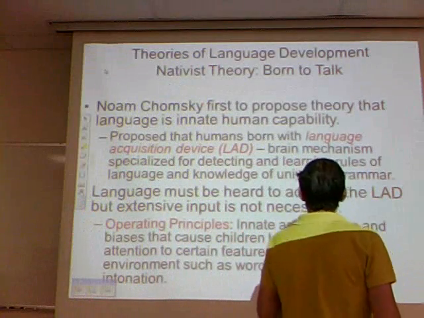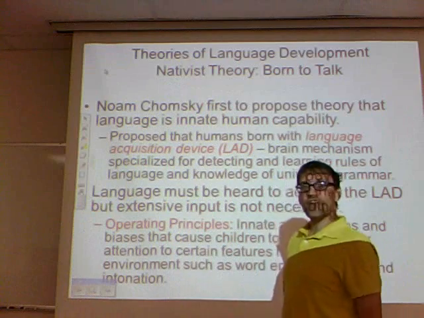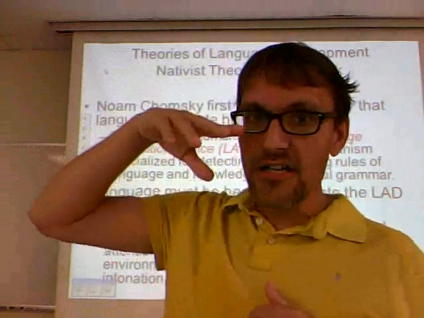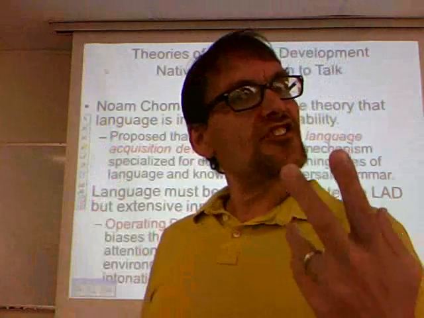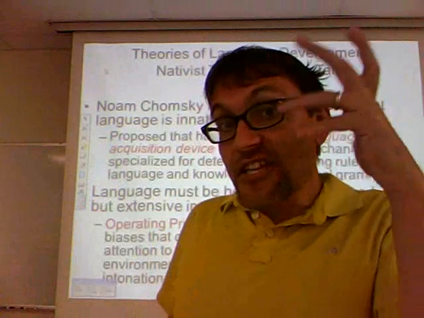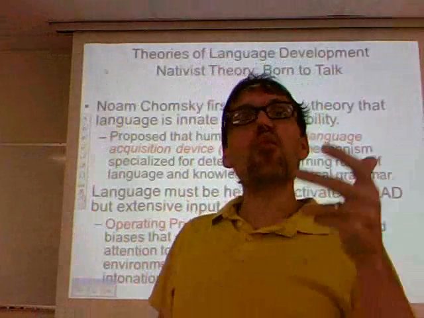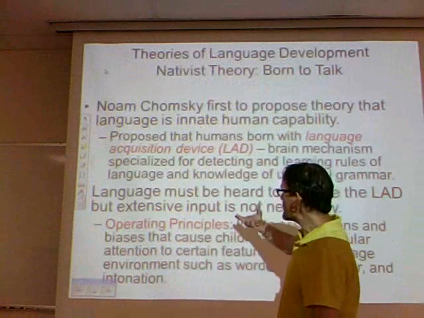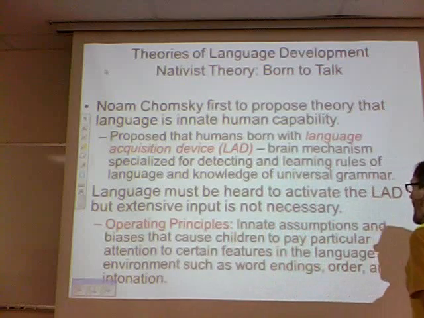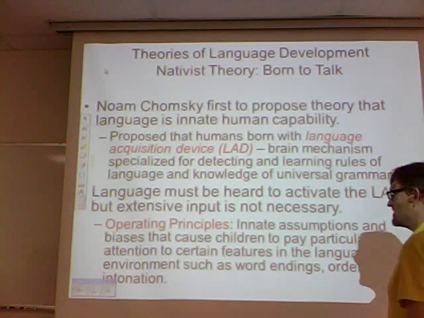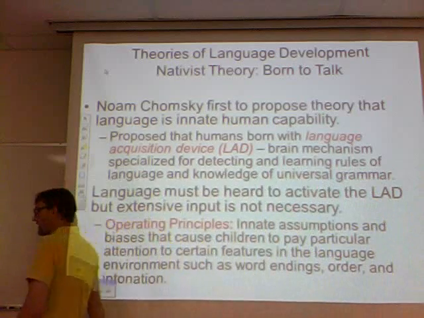But suffice it to say, it's there, just like you have a specific area in your brain that is just waiting for visual input. It's called the visual cortex. And it's just waiting for that input. Operating principles, innate assumptions and biases that cause children to pay particular attention to certain features, such as word endings, order, and so on. Okay.